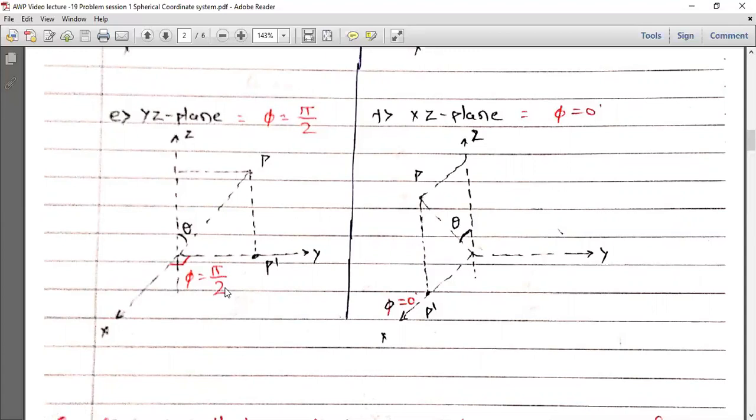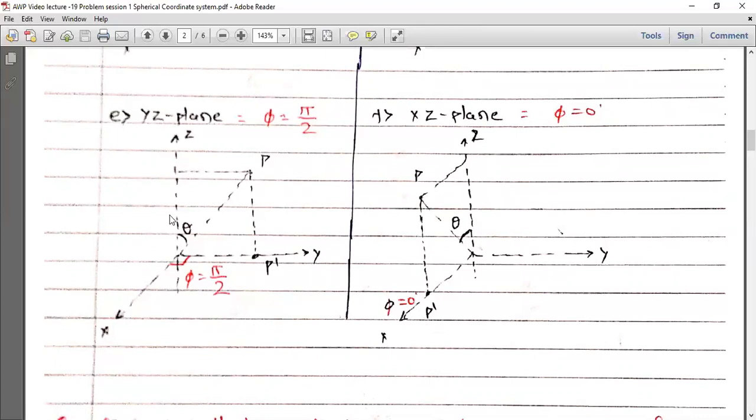So if you think of the region right of the Z-axis, if point P is lying there, in the right half of the YZ plane with respect to the Z-axis, then the projection of point P on the XY plane will be on the positive Y axis, and in that case phi will be equal to pi by 2. So this expression, phi equals pi by 2, is okay only if the point P is lying on the right half of the YZ plane as compared to the Z axis.